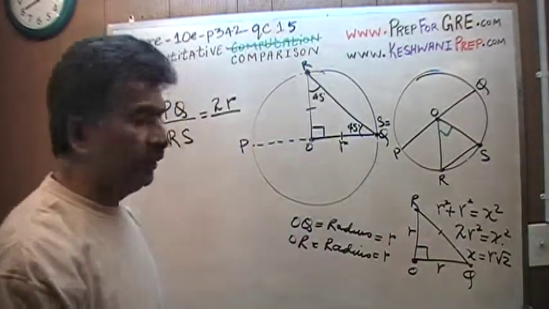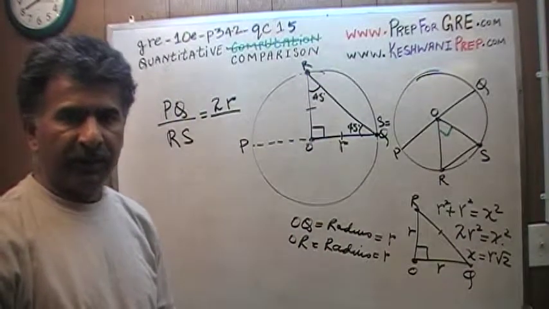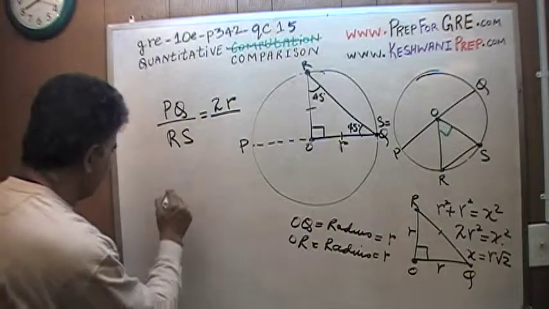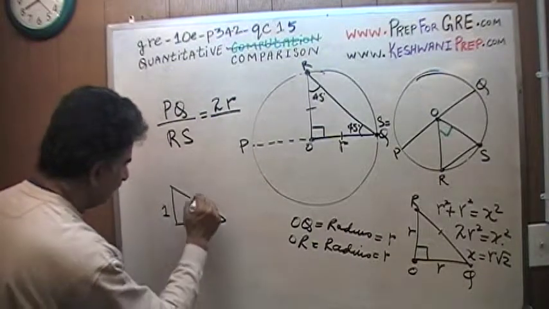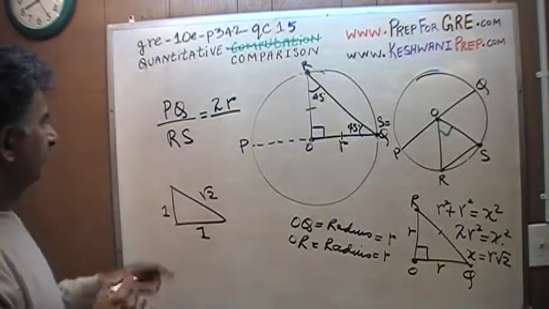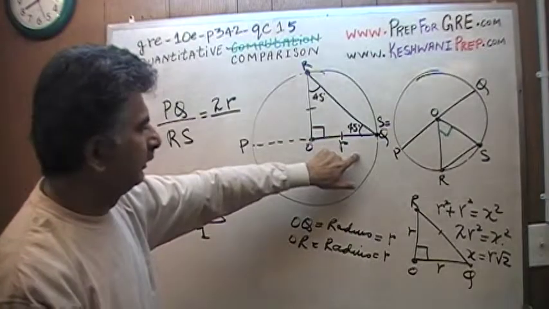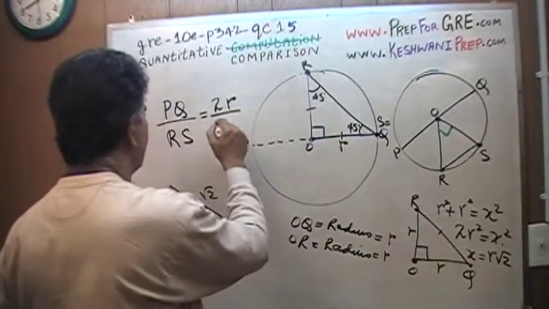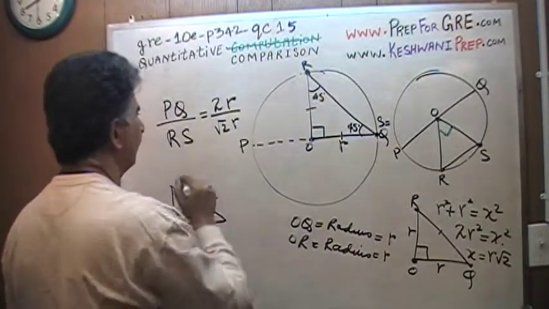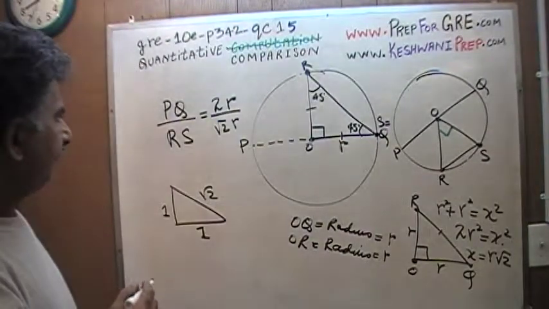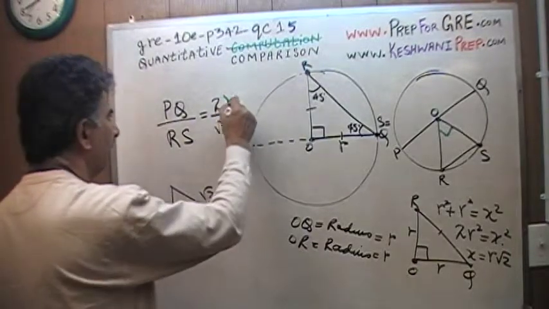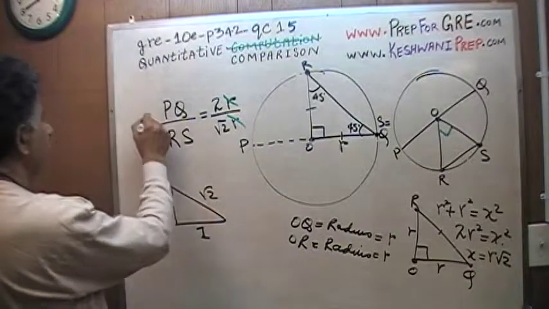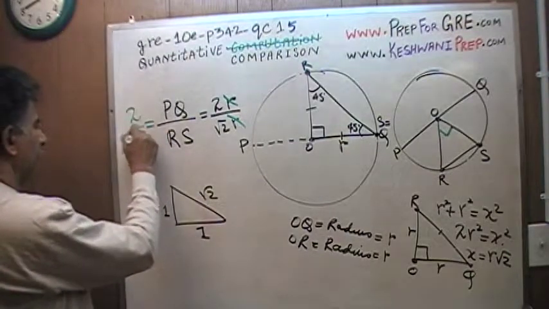And for those of you who know it, in a 45-45 right angle triangle, the sides are in a ratio of 1, 1, root 2. So R to S, as we said here, is R times root 2. And since R appears in both top and bottom, R drops out. And this ratio that we're looking for is 2 over root 2.